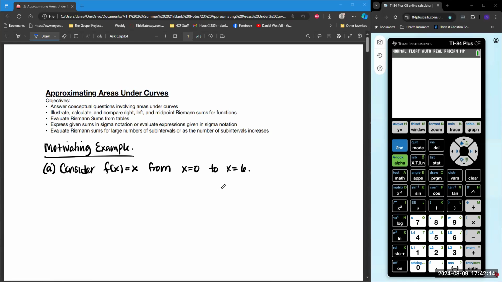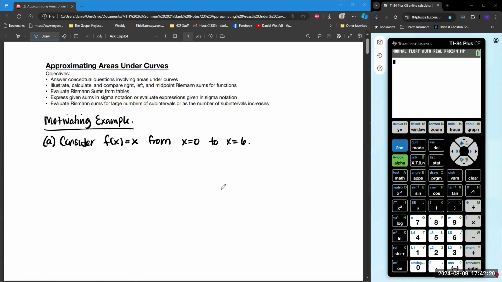Let's go ahead and evaluate Riemann sums for large numbers of subintervals, as the number of subintervals increases. What we're talking about here is going to be the definition of a definite integral. It's really what that objective is talking about.